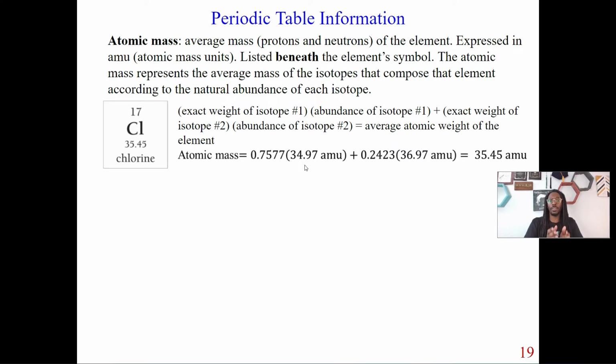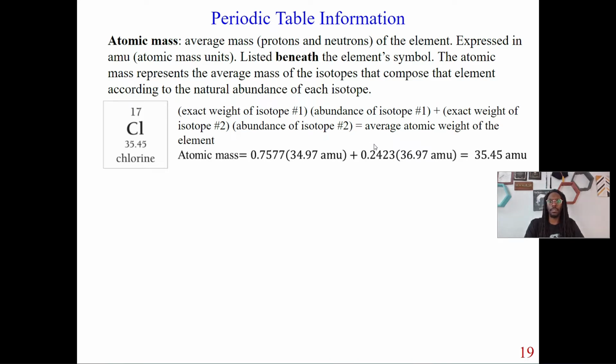Okay. Now, isotope number 1, the chlorine-35 isotope, is more naturally abundant. All right, so it's around 75%. So in this case, the abundance of the isotope, we're multiplying that by the exact weight. So of course, we're going to convert that percentage to a decimal, and we get 0.7577. Okay, so this is what we're doing in this first step here. Now, we're going to add that with our isotope number 2.